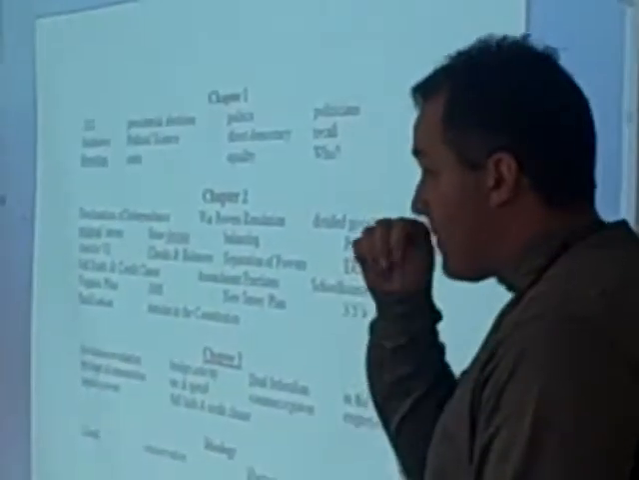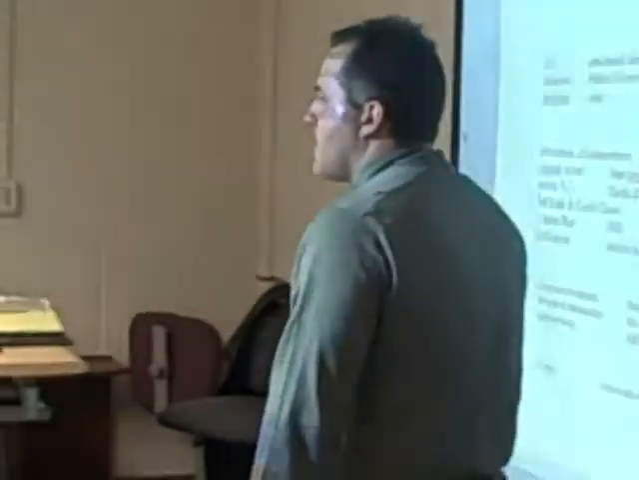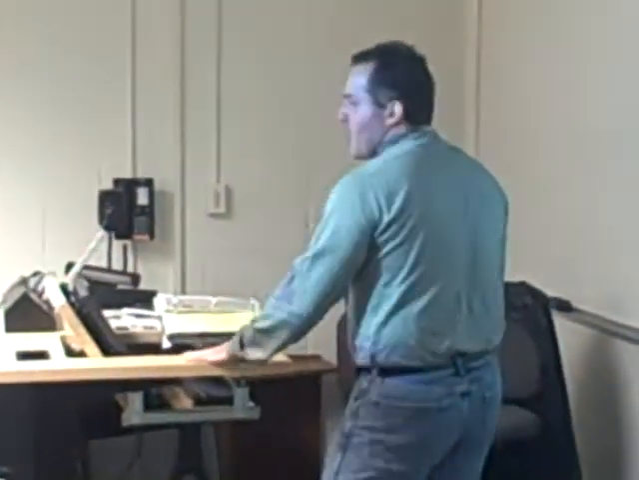The Mann Act. What was the Mann Act? What was it designed to do? Protect women. To protect women from what? Taking them over state lines for immoral purposes. The Mann Act was designed to protect women, and this was passed about 100 years ago.